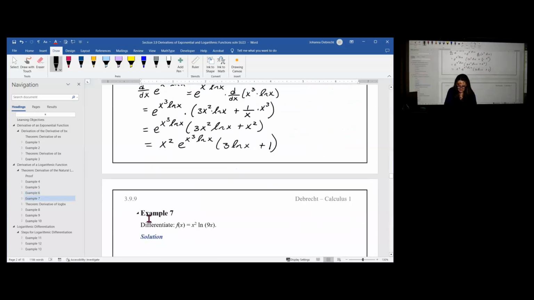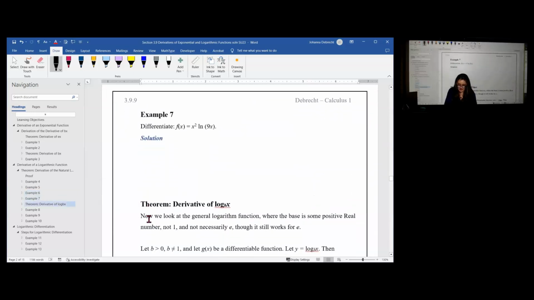Let's now look at example 7. Example 7 is the product of two functions, x squared and natural log of 9x. Pause the video and find the derivative.